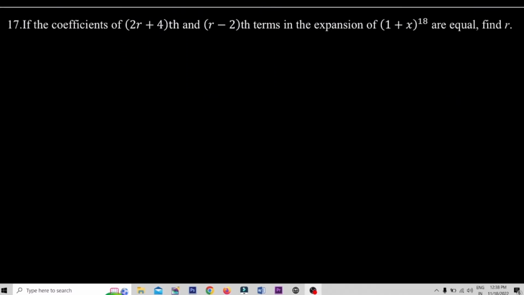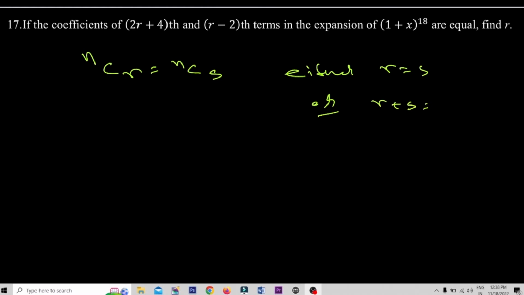Next the question is, if the coefficients of the (2r plus 4)th term and the (r minus 2)th term in the expansion of (1 plus x) to the power 18 are equal, find r. So we'll apply one condition, nCr equal to nCs, then either r equal to s or r plus s equal to n. So this is a very good formula. It's a property of nCr. If nCr equal to nCs, then either r equal to s or r plus s equal to n.